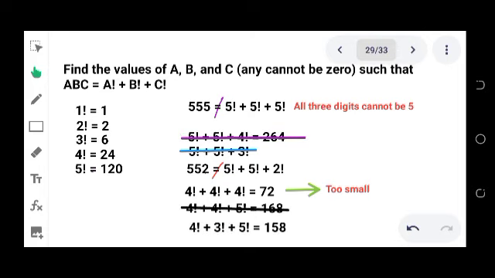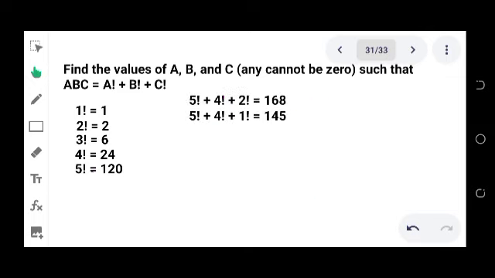And so, let's try another combination, which is 4 factorial plus 3 factorial plus 5 factorial. If you add these factorials, that will give you 150. But if we use 4, 3, and 5 as the digits of the number, then that becomes 435, which is again obviously not equal to 150. So we cannot use 4, 3, and 5.